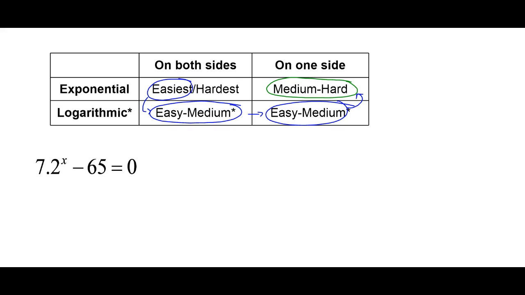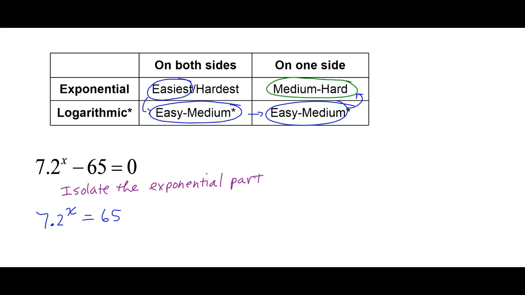Exponential, remember, means the variable appears up in the exponent. So your first step of a problem like this, and this actually kind of is in the background of just about every other type as well, is to isolate the exponential part here. So what that means is we're going to have to take the 65 and move it over to the other side. That's not particularly difficult. It might seem kind of obvious, but make sure you do it. So 7.2 to the x equals 65.